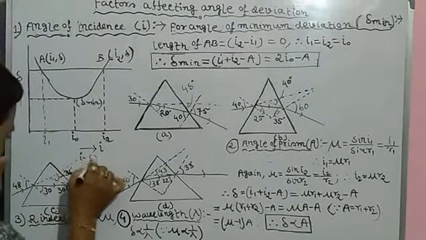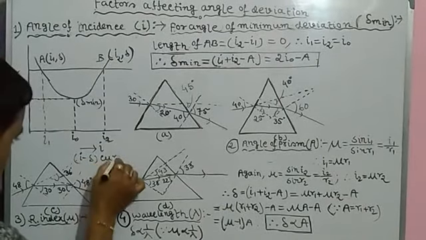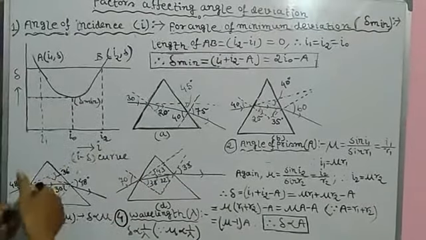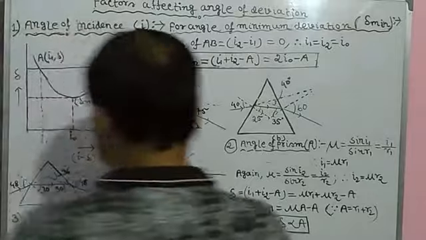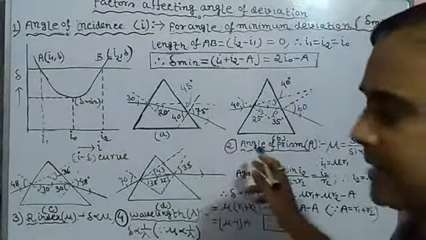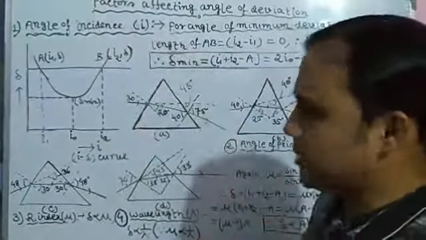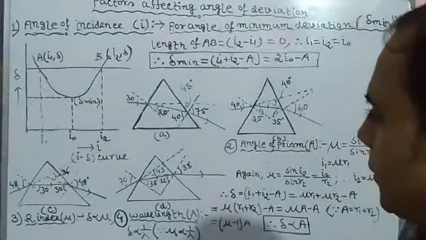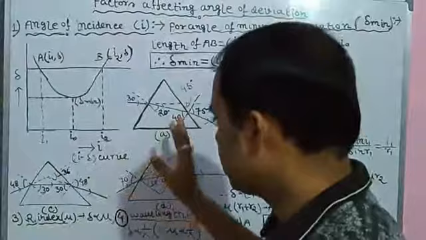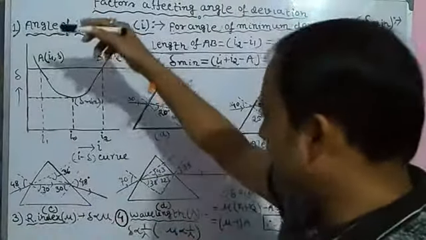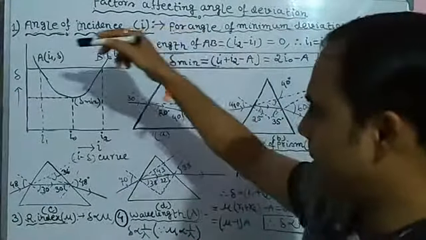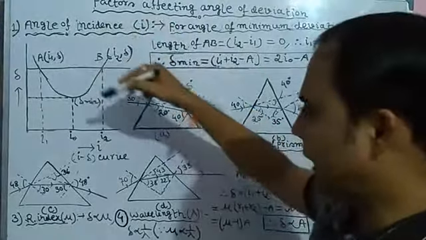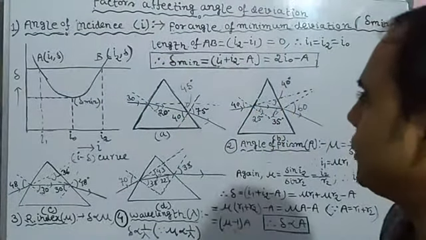This is called the I-delta curve. This graph means that if we plot the angle of incidence on the x-axis and the corresponding angle of deviation along the y-axis, then the curve you get is called the I-delta curve. And you can see this is just like a hyperbola, isn't it?